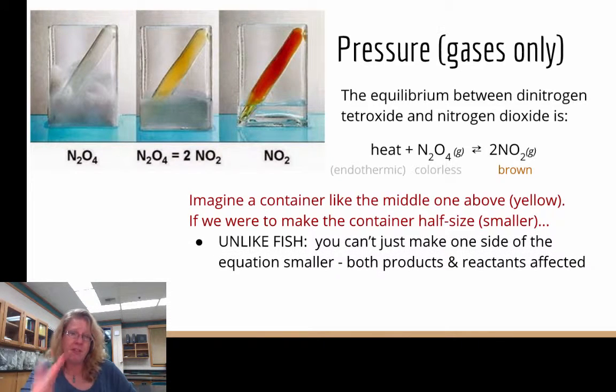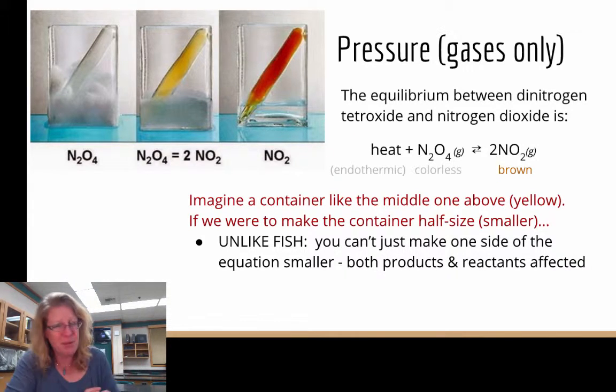So unlike the fish, again, I can't just make one side of the equation smaller or the other. Everything's in the same container. I've only got one container. I've got to crush everything. It's not like the reactants are in one container and products are in another container. It doesn't quite work like that. We get a little bit of a problem here.